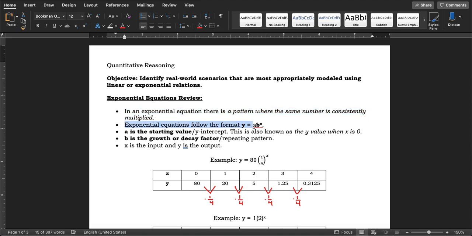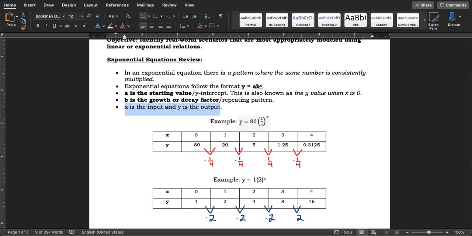Exponential equations follow this format. y equals a times b to the power of x. a represents the starting value, also known as the y-intercept. This is known as the y value when x is 0. b is the growth or decay factor, depending on whether the numbers are going up or down. If the numbers are going up, we call it the growth factor. If the numbers are going down, we call it the decay factor. This also represents the repeating pattern.